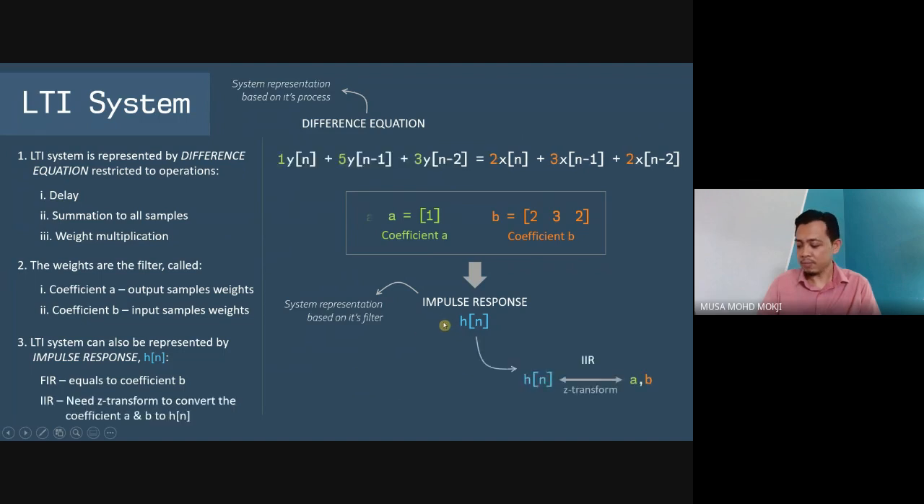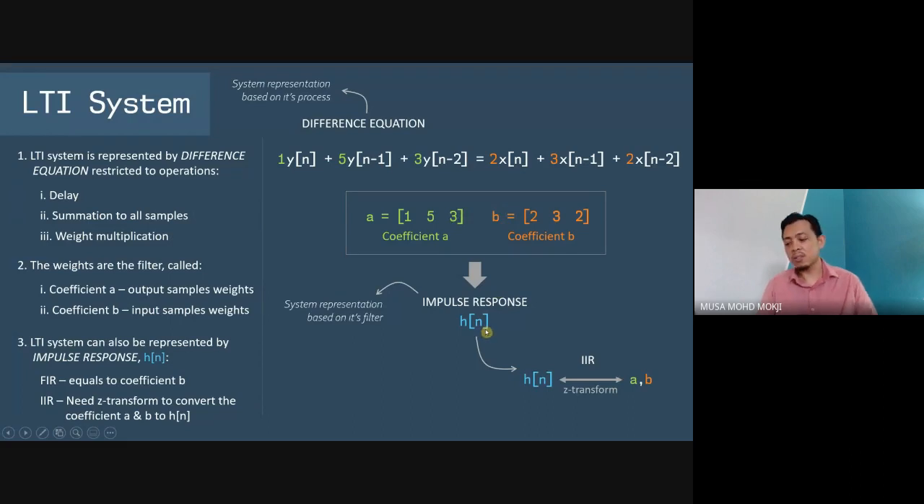The other one is the IIR. Because the IIR will have an output sequence, you will have two coefficient sets, coefficient B and coefficient A. We need to convert these two vectors into one sequence, which is h[n]. So these two vectors need to be converted into one vector, called h[n].